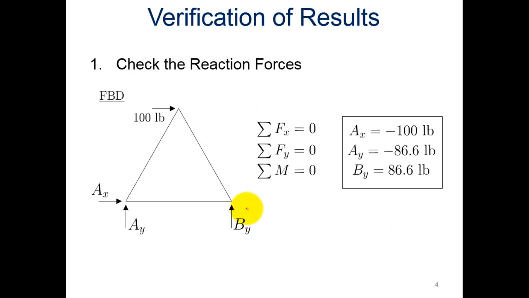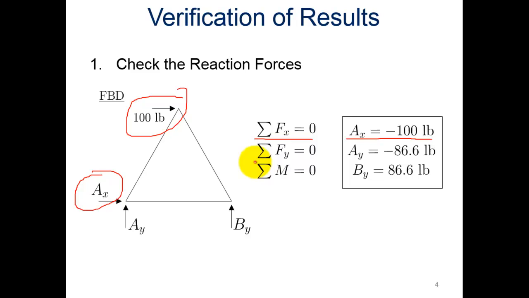All right, so let's focus on the verification of results for a bit here. One of the things we can do to verify our results is check our reaction forces. In this case, we have the triangle, a similar setup to an example we've looked at before. We're fixed here at node A and at B we have a rolling joint, so there's no motion in the y direction. If we look at the sum of the forces in the x direction, all we have is the 100 pounds, and then this reaction force at node A. We can quickly find that the reaction force at node A in the x direction is negative 100 pounds.